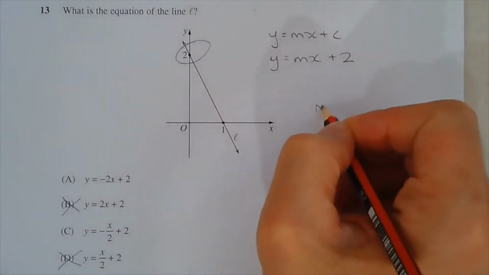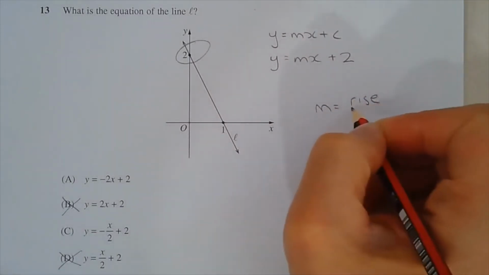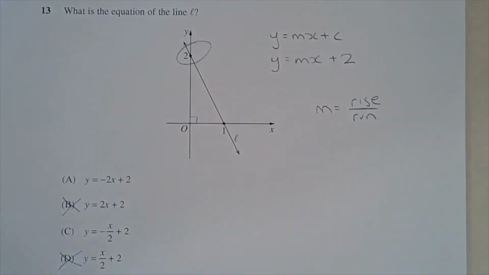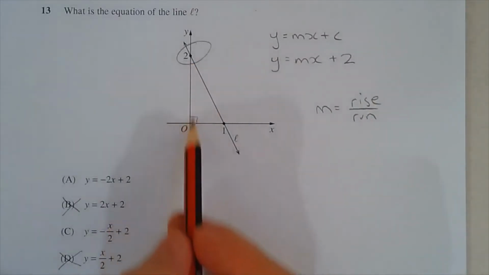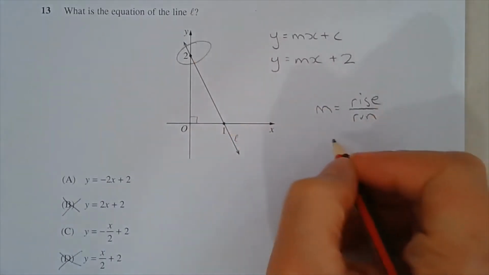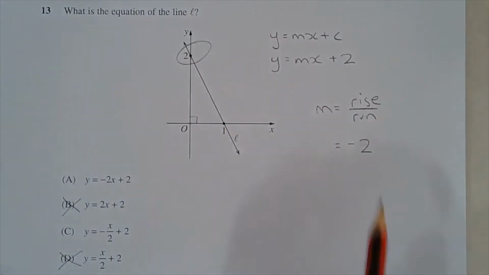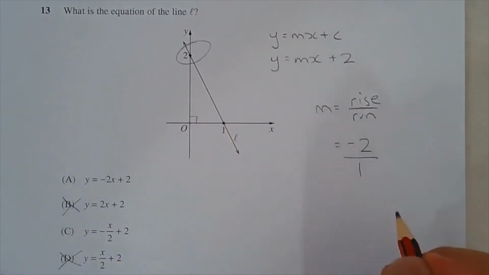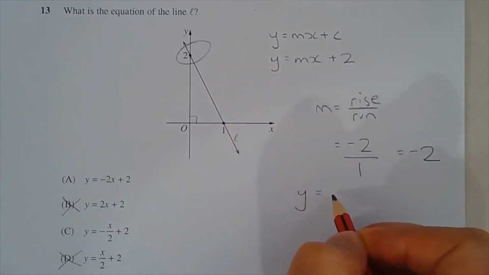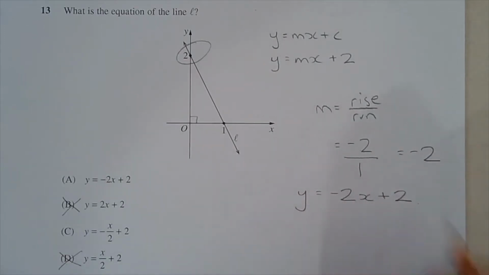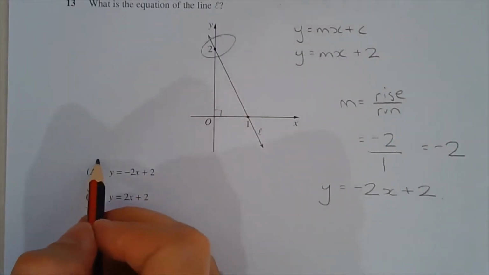So gradient is equal to rise over run. And we can use this right angle triangle here to help us determine that. Now the rise is a negative rise, so starting at 2, ending at 0, it's actually dropping 2 places. So represent that with a negative 2 over a run of 1, and that's equal to negative 2. So the equation is y equals mx plus c, negative 2x plus 2, and that's going to be option A.